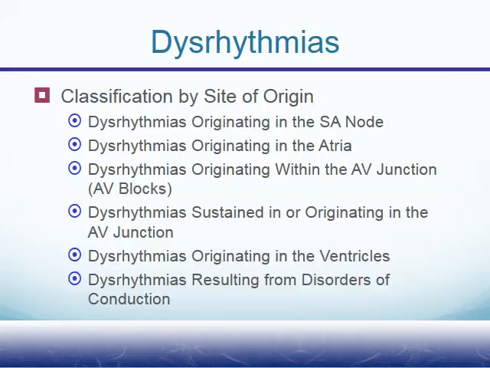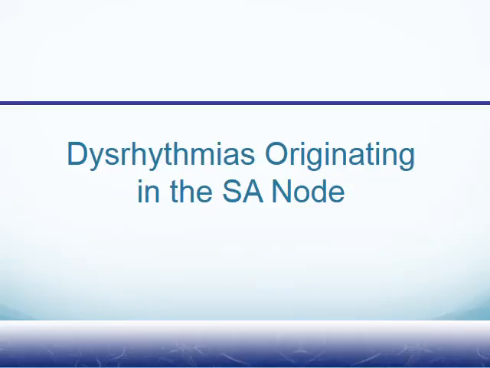Dysrhythmias classified by the site of origin. We can have dysrhythmias originating in the SA node, originating in the atria, the AV junction. These are usually AV blocks. We can have dysrhythmias that are sustained in or originating in the AV junction. Dysrhythmias originating in the ventricles, and we can have results of disorders of conduction. So we'll start by talking about dysrhythmias originating in the SA node.